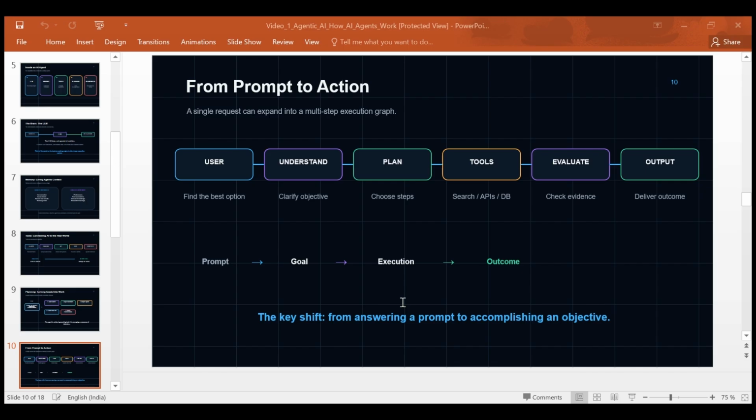The tool may return information, modify a system, or produce an intermediate result. The agent then evaluates what happened. If the result is sufficient, the workflow can finish. If not, the agent can continue with another step or revise its approach. Notice what has changed. The fundamental unit is no longer the prompt, it is the goal. The prompt is simply one way of expressing the goal to the system.